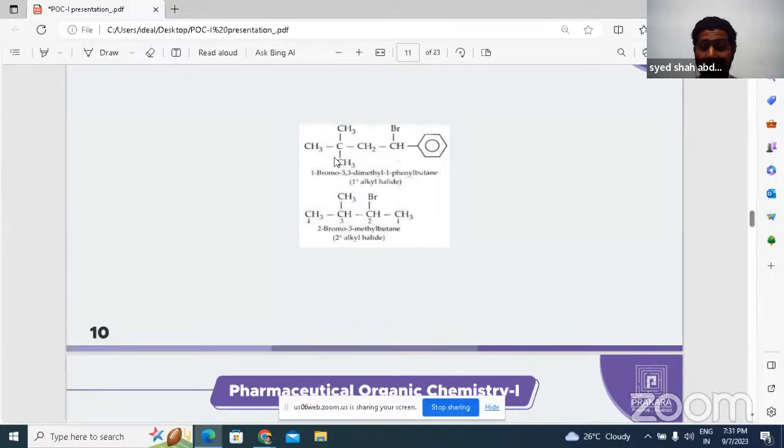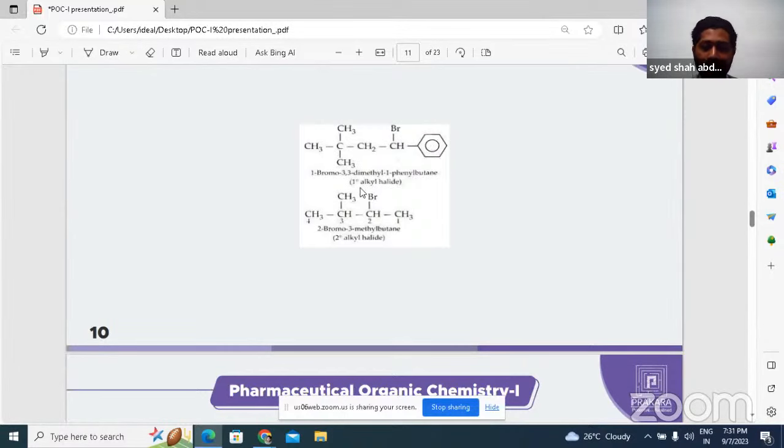So here in this example, you can see there are two methyl groups on the same carbon. Some students might make a mistake. If there are two methyl groups, they would write 3 dimethyl. That would be wrong. If the compound has methyl twice, you should mention that number twice, like 1 bromo, 3,3 dimethyl, 1 phenyl. How many carbons in the parent chain? 1, 2, 3, 4. Butane.